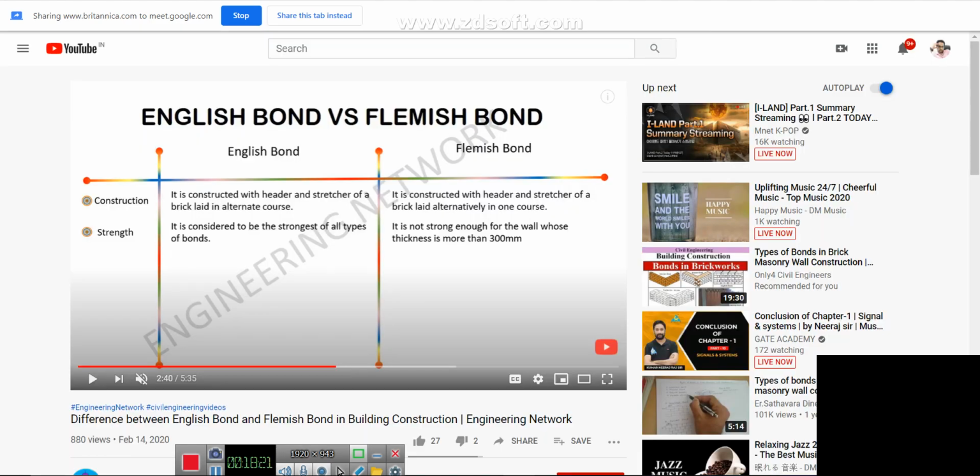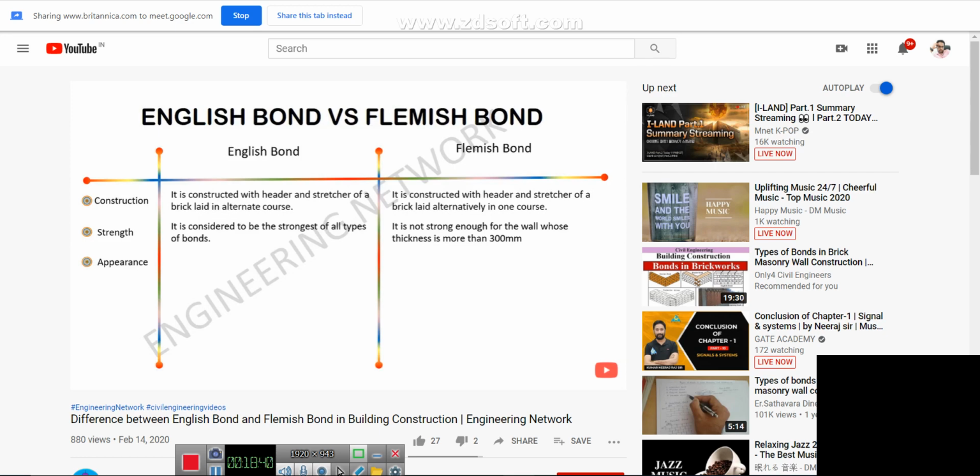English bond is strongest. Flemish bond is not strong enough for a wall whose thickness is more than 300 mm. So for higher wall thickness, a Flemish bond is never advised. Okay, so that is about the strength.